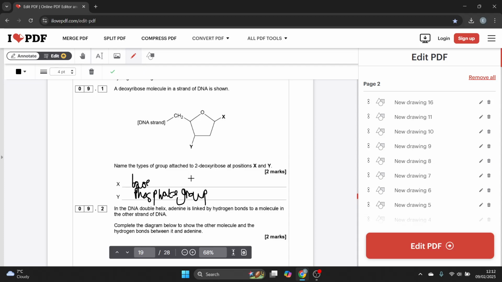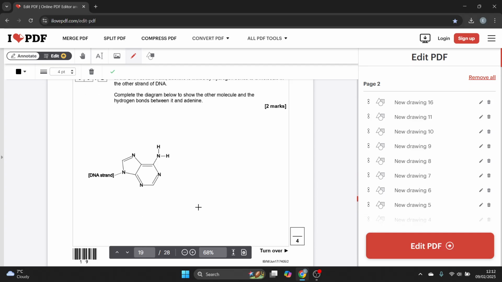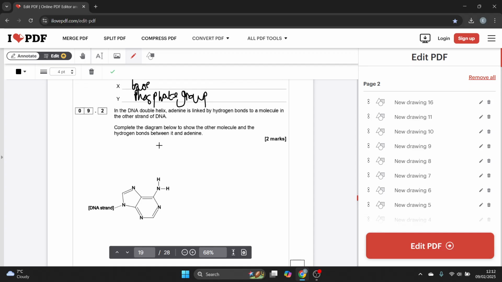X is base, Y phosphate group, and then it says complete the diagram to show all the molecules and the hydrogen bonds between it and adenine. So you draw out adenine, and then so you've got, that is adenine.